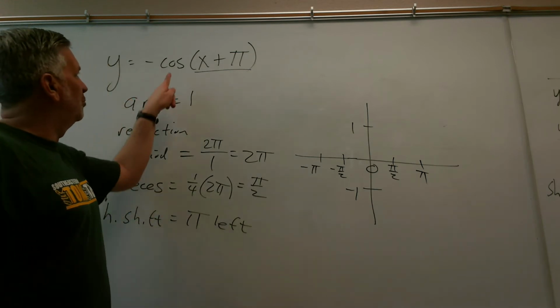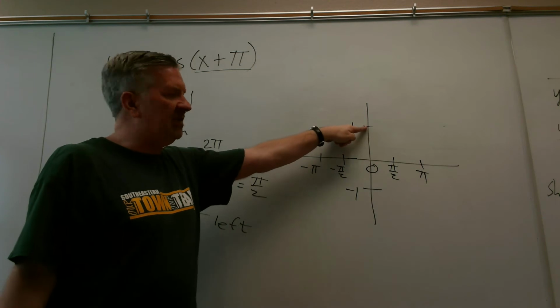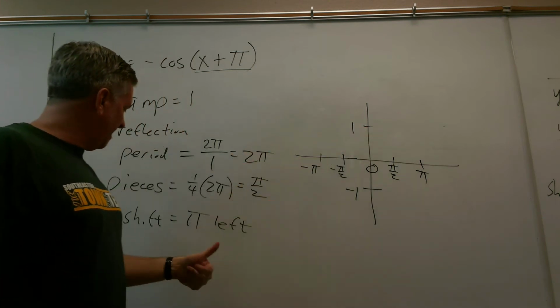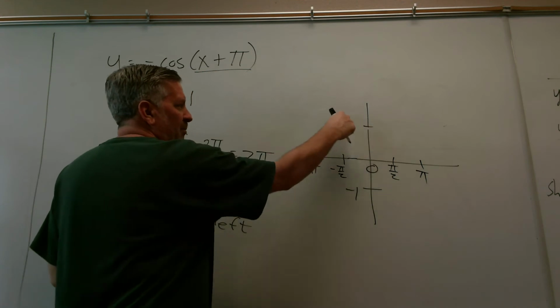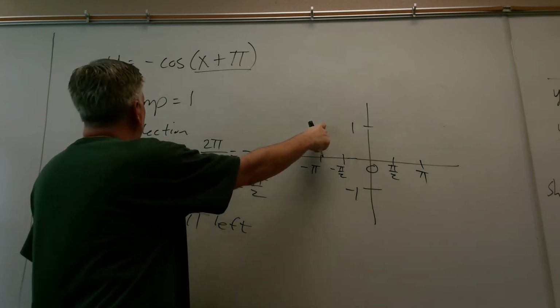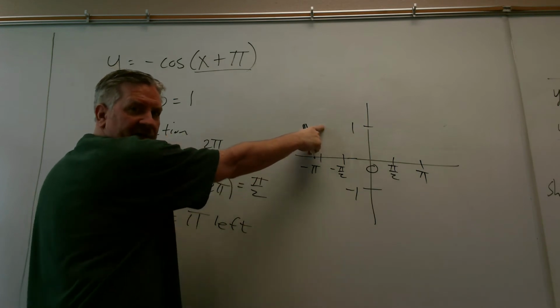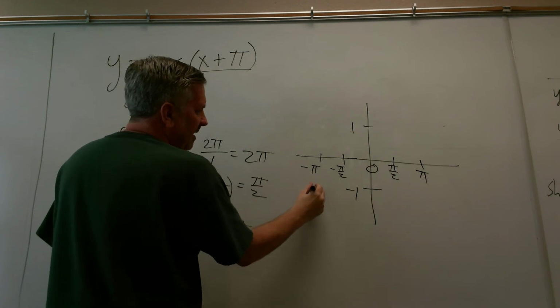So what does the original cosine graph do on the y-axis? It crosses at 0, 1. But that got shifted to the left pi, so the point that would be here got moved over here. But be careful, that's not where the point lines up. There's also a reflection. Remember, we had a reflection, so that reflects over the x-axis to -1.